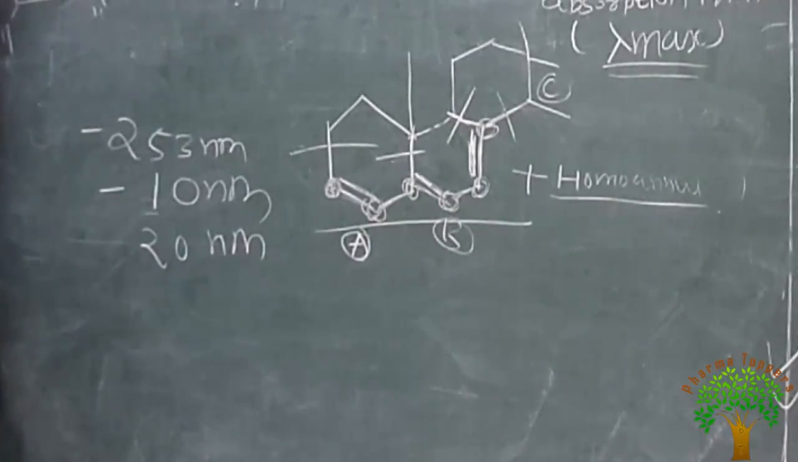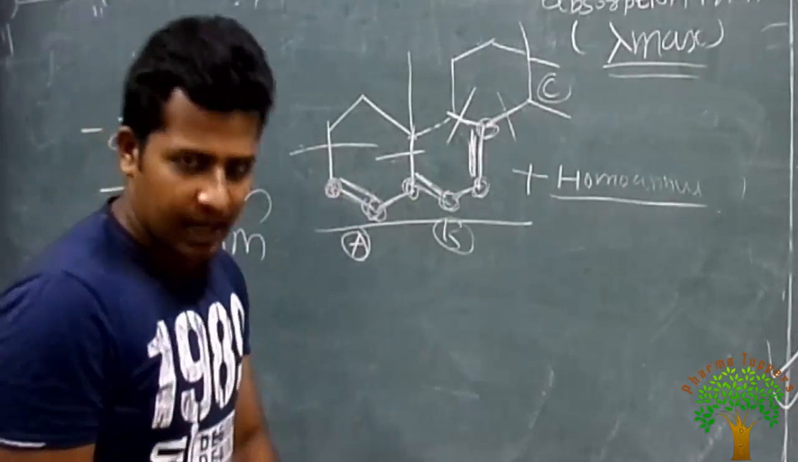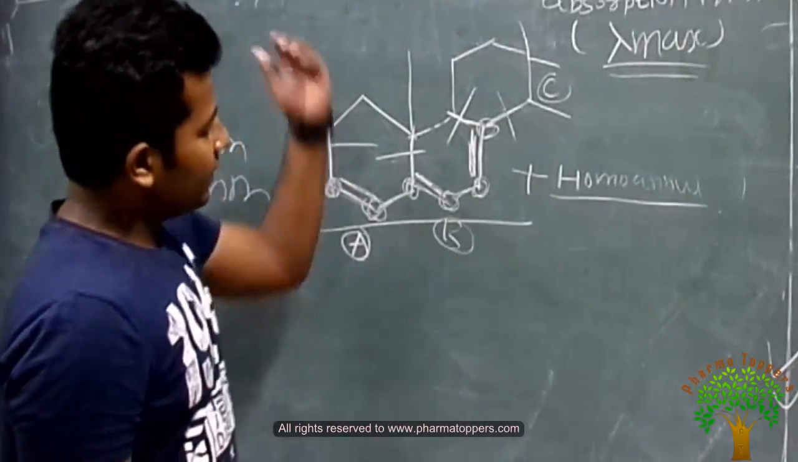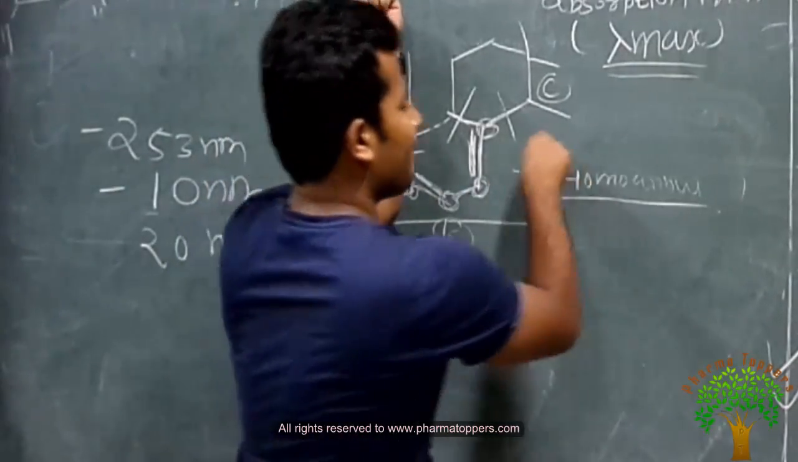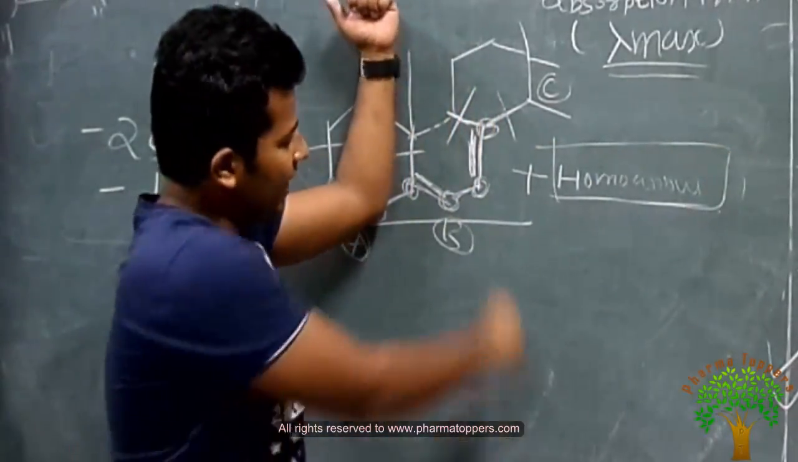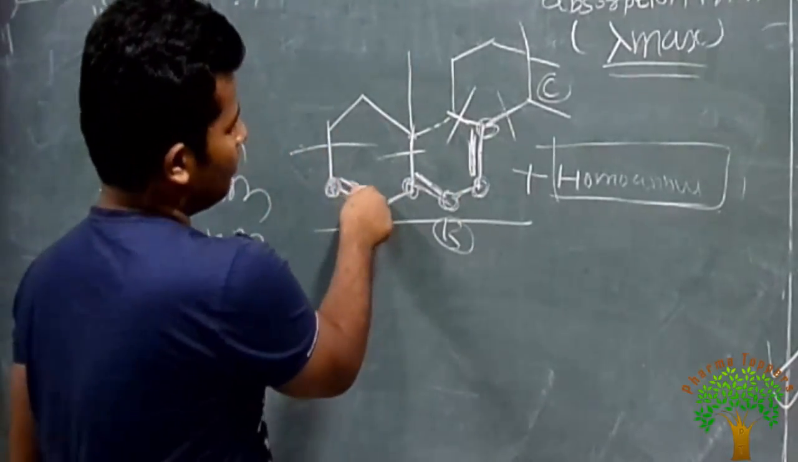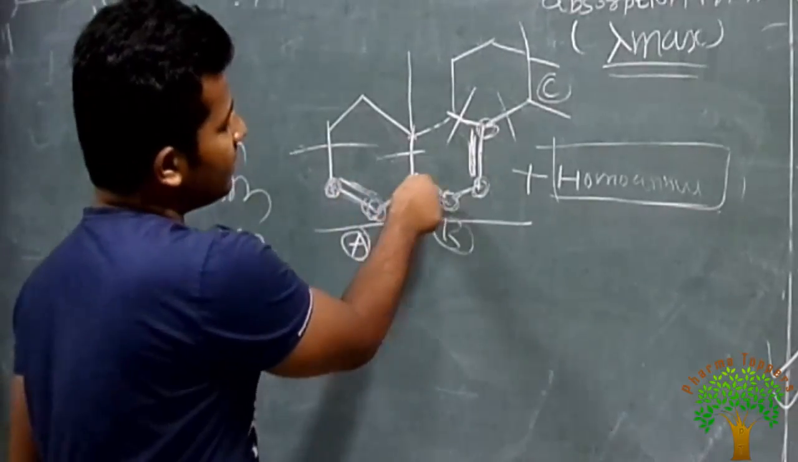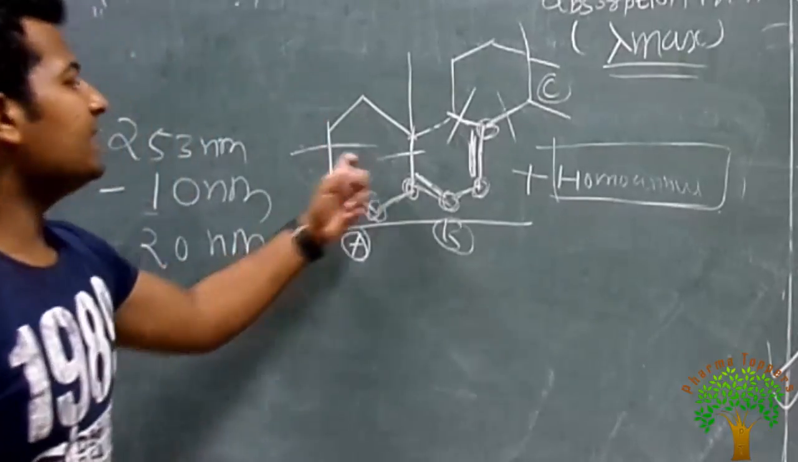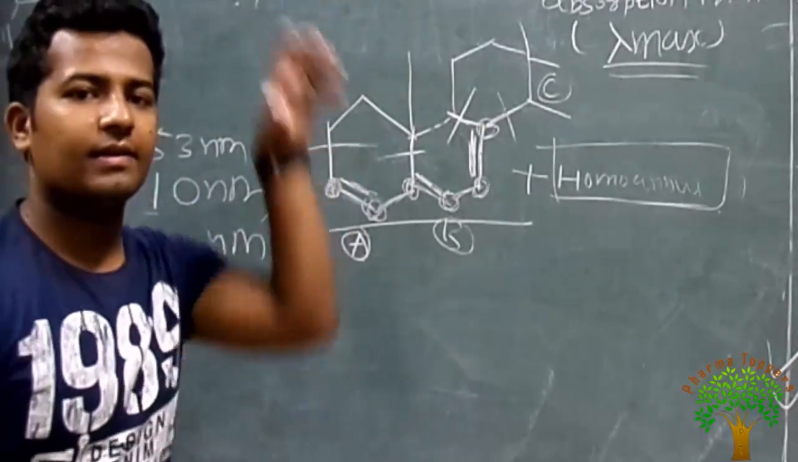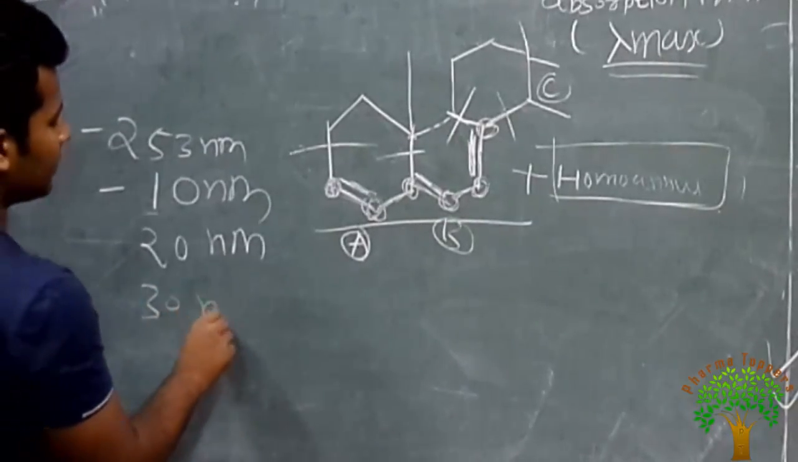And last one: is there presence of any double bond extending conjugation? Yes, because our structure's parent is the homoannular diene, okay, these and these are the diene, but there is another double bond which is in conjugation with this ring system, single bond, double bond, and this extra bond is called a double bond extending conjugation. The basic value is 30 nanometer.